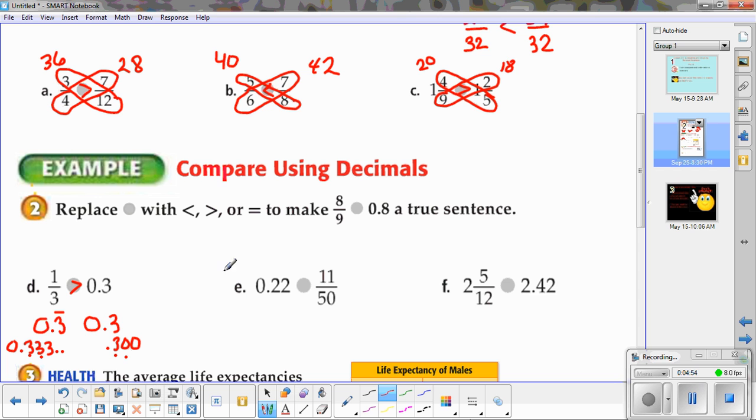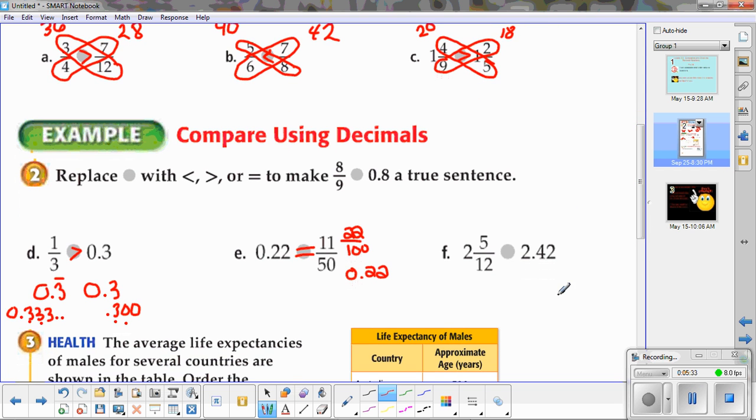Next example, I could go and divide 11 by 50 to figure out what that is as a decimal, or I might recognize that 11/50ths is the same thing as 22/100ths. If I multiply the numerator and denominator by 2, and 22/100ths written as a decimal looks just like it sounds, 22/100ths. And since we have 22/100ths on the left and 22/100ths on the right, these two are equal.